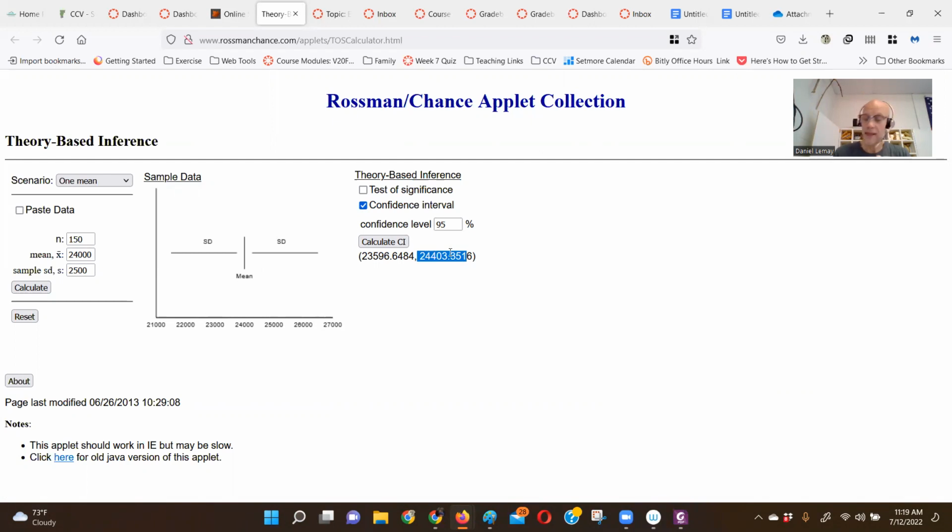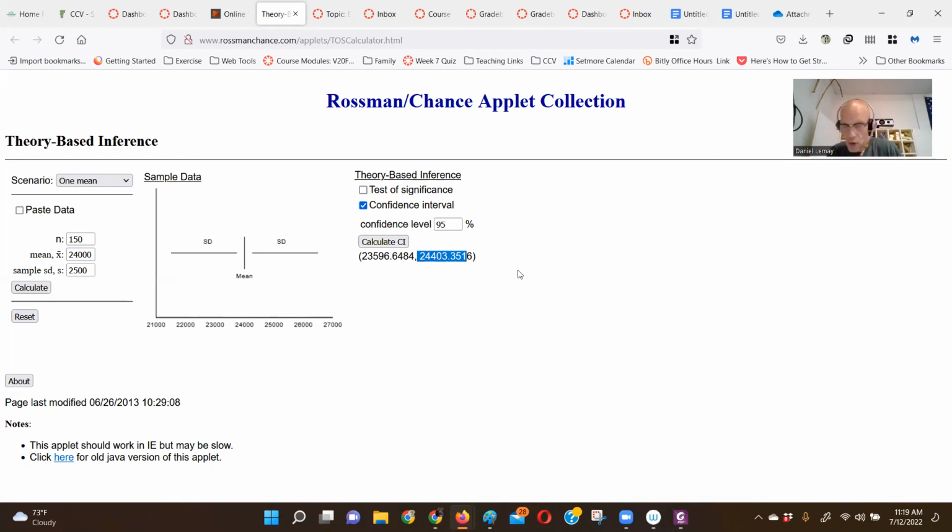That easy. So then we can say we're 95% confident the true average Vermont college student debt load is between $23,596 and $8.65. I mean, good enough. What's 65 cents with that much money? Or up to as high as $24,403. Okay, so that's that easy.